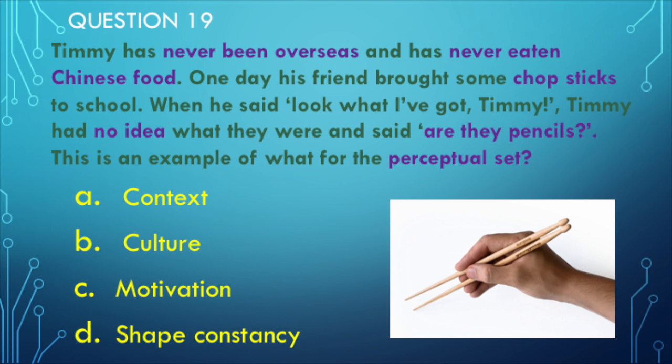Question 19. Timmy has never been overseas and has never eaten Chinese food. One day his friend brought some chopsticks to school. When he said, "Look what I've got, Timmy," Timmy had no idea what they were and said, "Are they pencils?" This is an example of what for the perceptual set? Context, culture, motivation, or shape constancy?